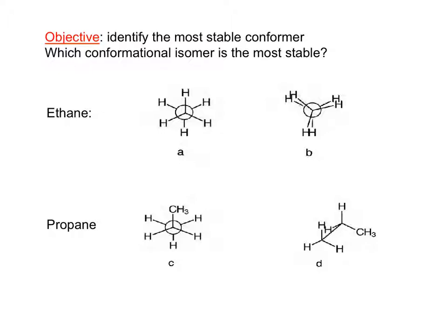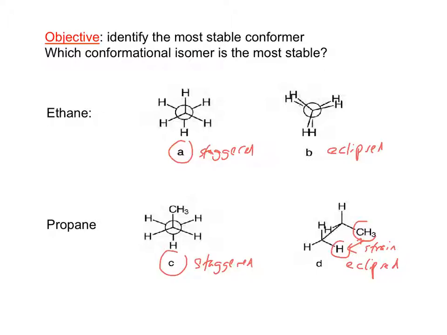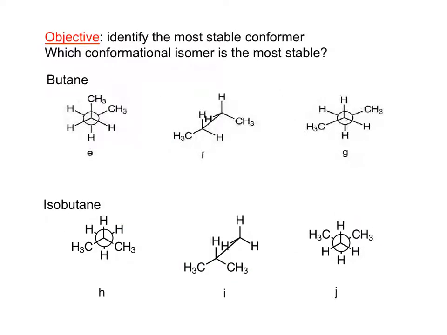Let's practice looking at different representations of conformers. Stop the video and identify the most stable conformer of ethane and propane. So the answers are, more practice. Identify the most stable conformer of butane and then for isobutane. So stop the video and think about that for a minute.